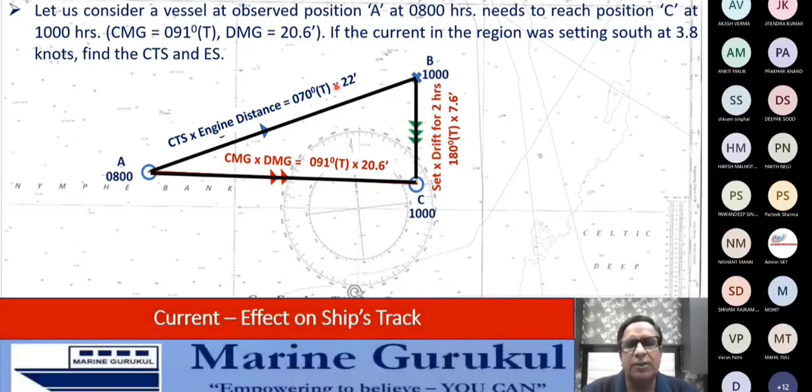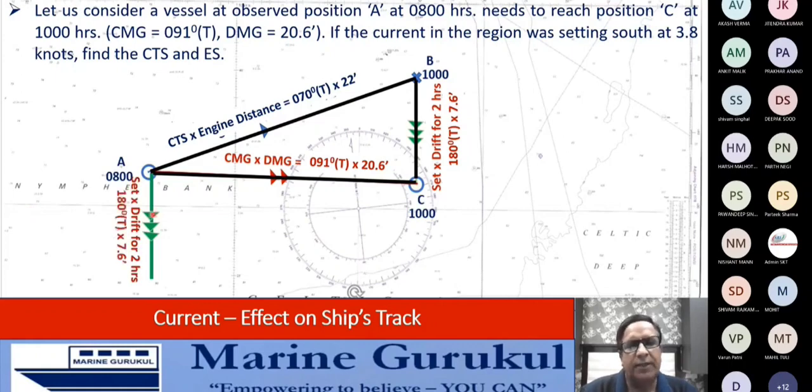Now there is nothing wrong with this working mathematically, it's perfectly in order. But in chart work, we do not, I repeat, we do not reverse the direction of current. So if it was setting south, we would prefer to draw the current setting south only. And to achieve that, we change the point of application of current. So we apply current instead of C, we apply current at A, like this.